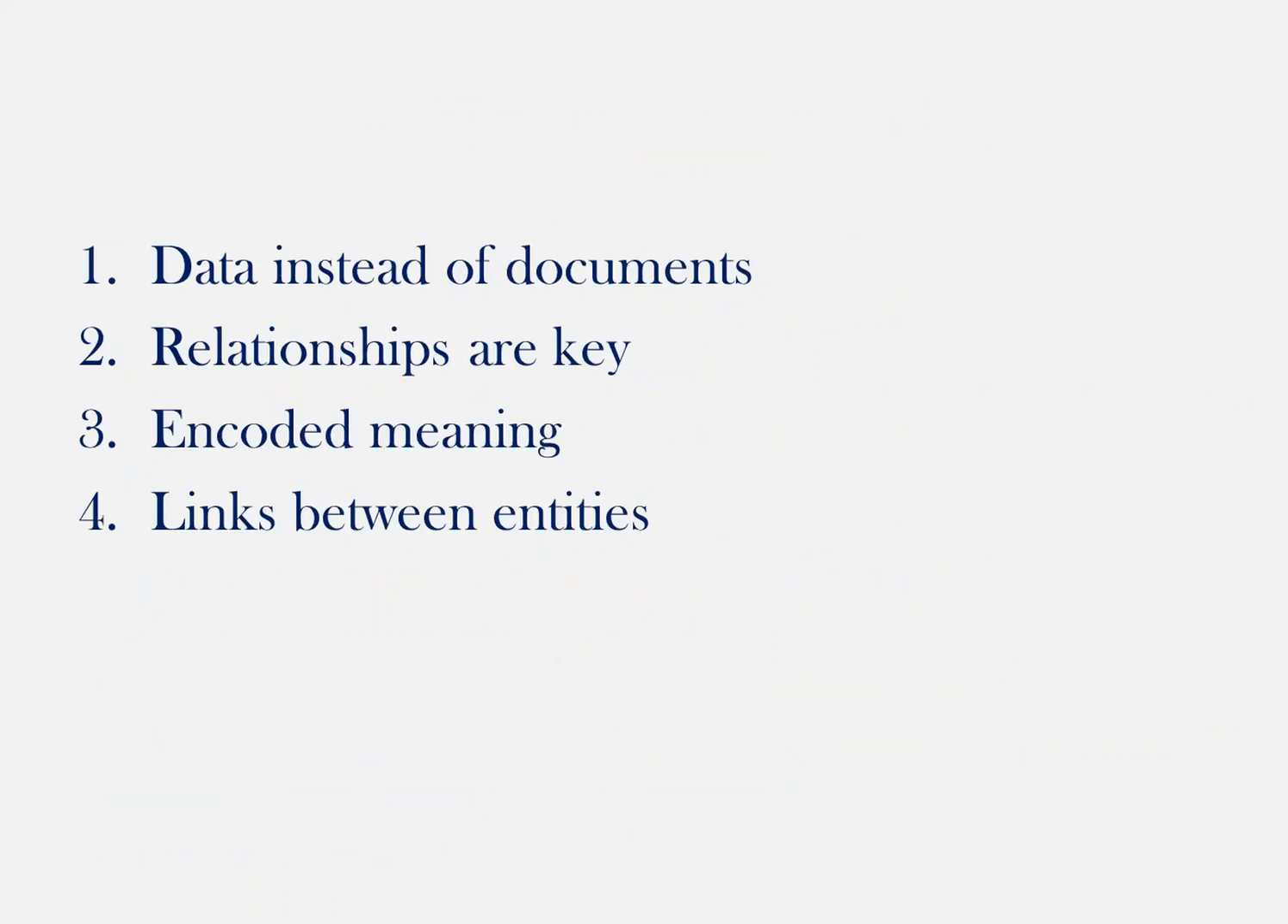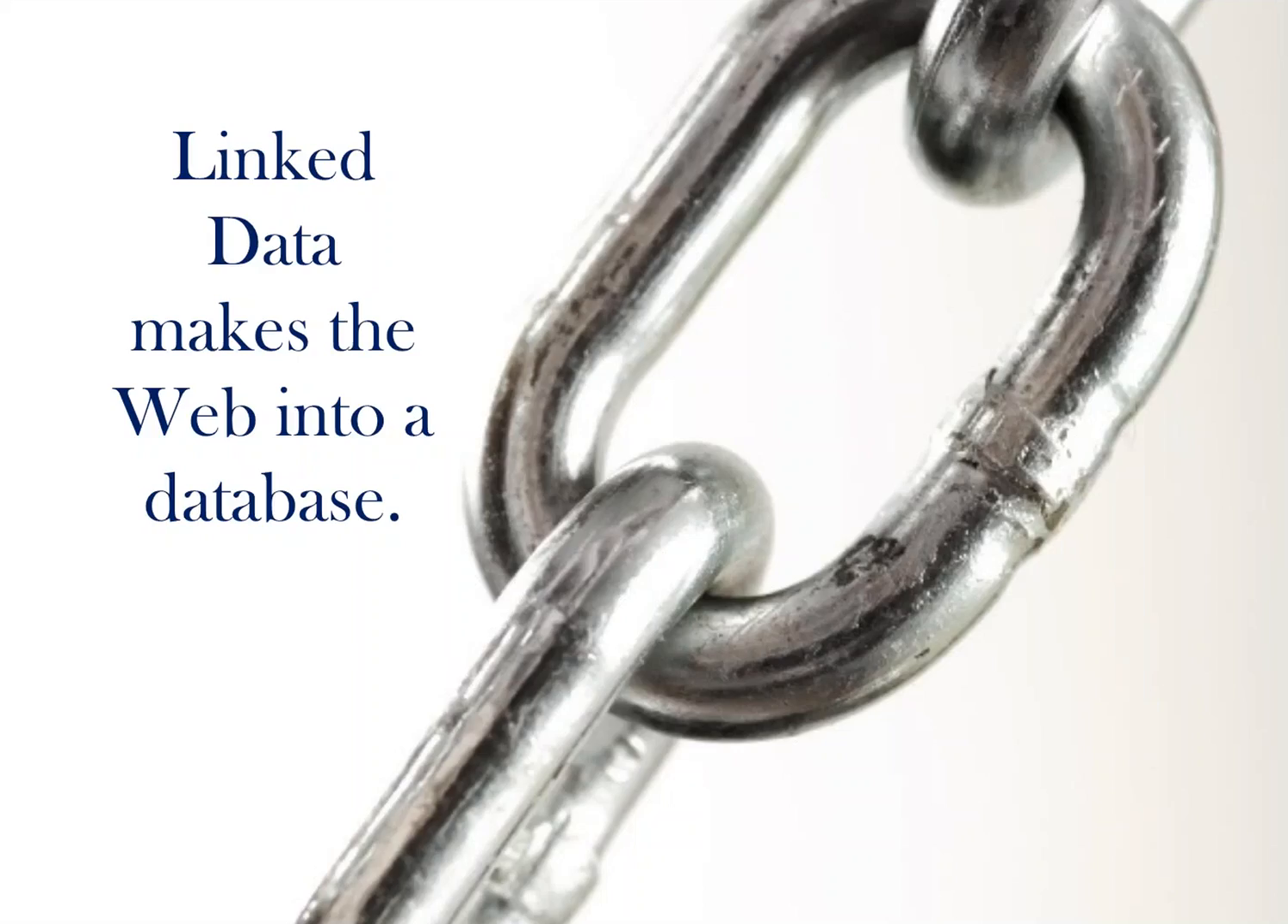So just to recap what I covered here, linked data consists of data instead of documents being linked together. Relationships are key. It has encoded meaning right there in the computer encoding, and there are links between entities. So what? What does this all mean to you? Well, I guess we're getting into the why of linked data. To explain it succinctly, linked data basically makes the web into a database.